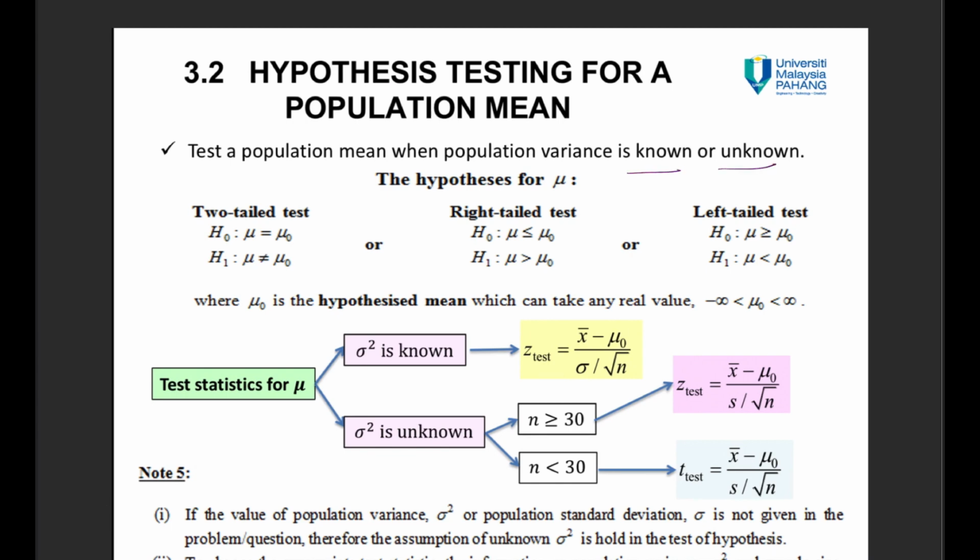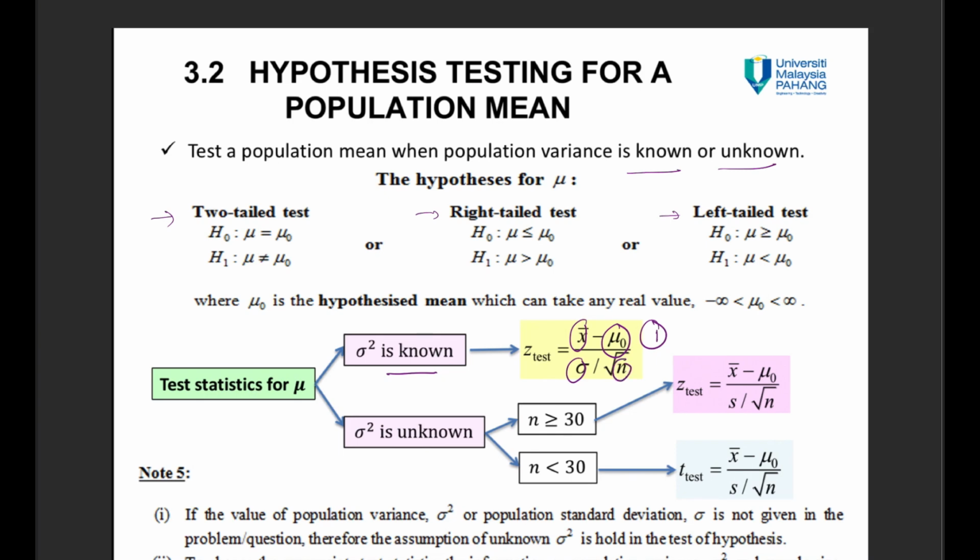So step number 1, you have to formulate the hypothesis. It's either two tail, right tail or left tail, so it depends on your question. And then for the test statistic used to test the hypothesis for one mu, we have to consider the cases. If population variance is known, we have the first formula: x bar minus mu naught over sigma over square root n. X bar is the sample mean, mu naught is the value of your parameter, sigma is the population standard deviation, and n is the sample size.